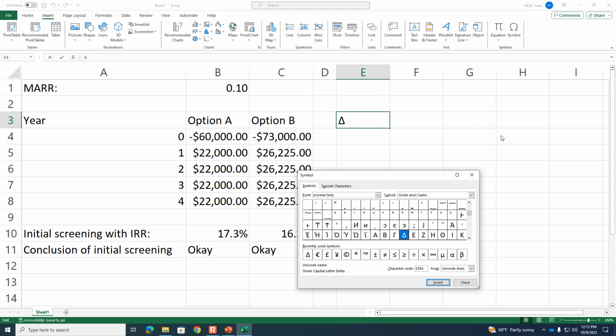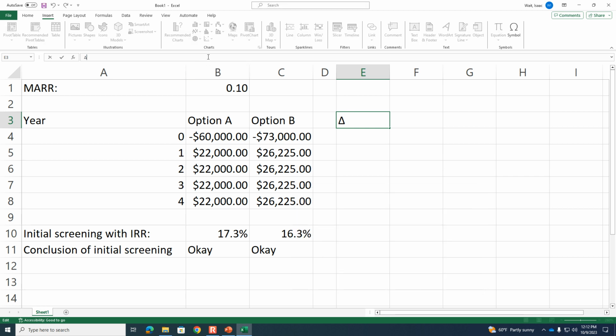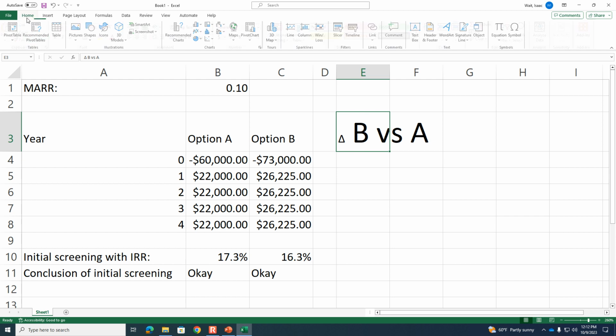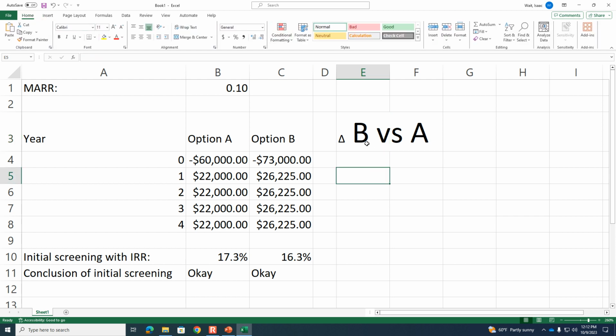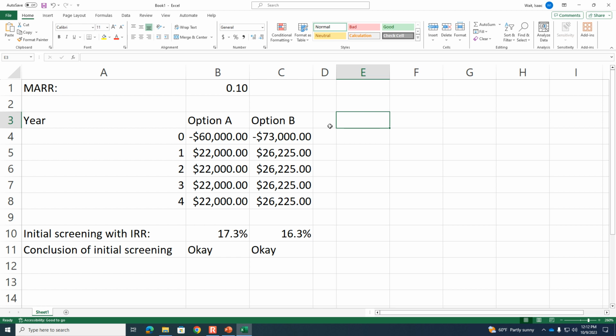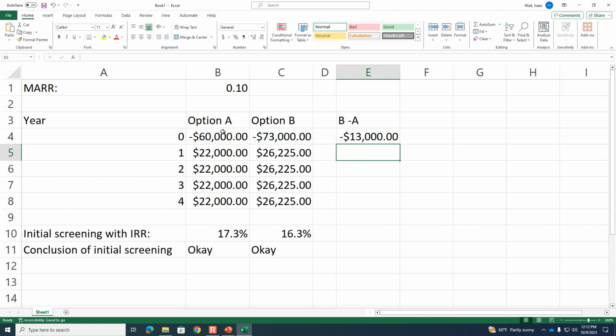All right, so delta between B versus A. Basically, let me just call this B minus A. All right, so it's option B minus option A. So 13,000 extra in cost at time zero, 42.25 in added revenue. Now I'm going to calculate the IRR of the increment.